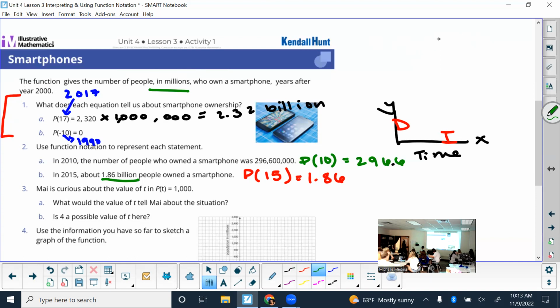What's the difference in zeros between billions and millions? 3 zeros, correct. Here's 1 million. Here's 1 billion. So if I take this decimal, I'll move it 3 spots, because that's the difference in zeros. Would I move it to the left or to the right? To the right.